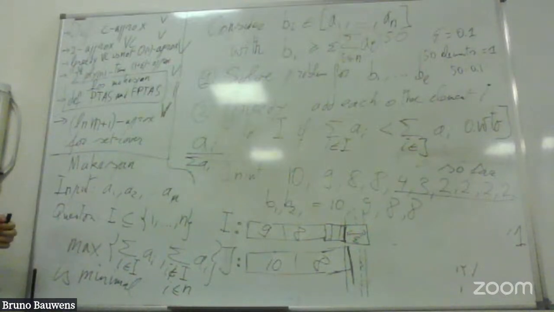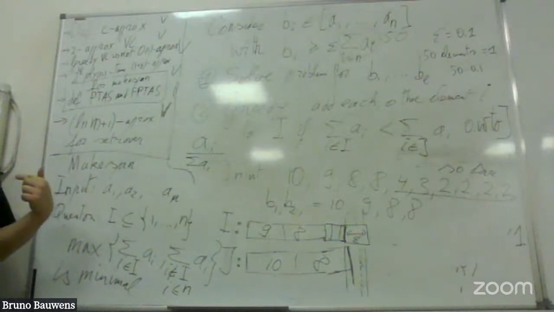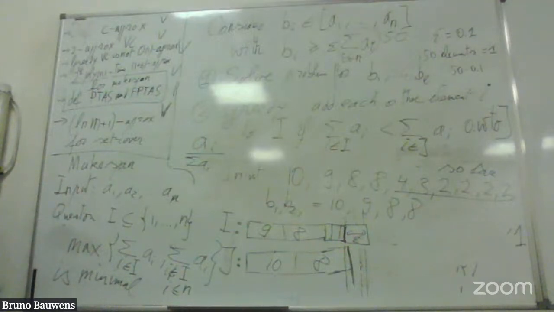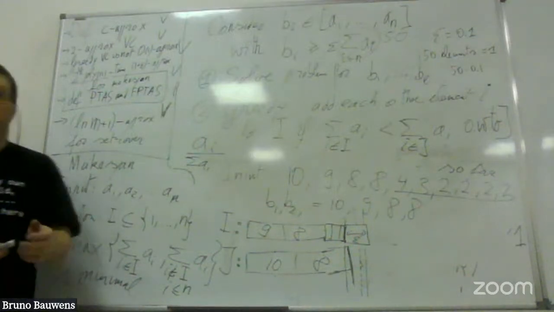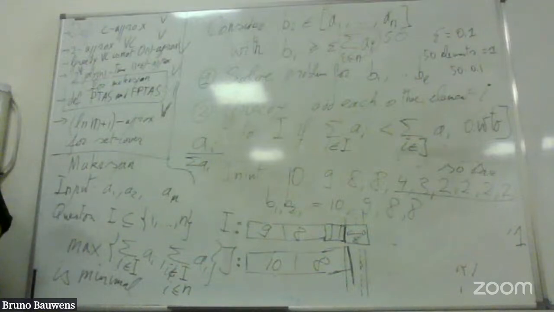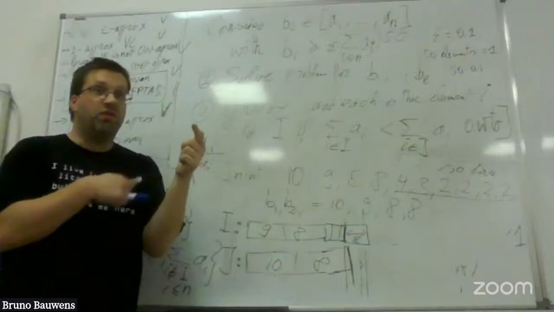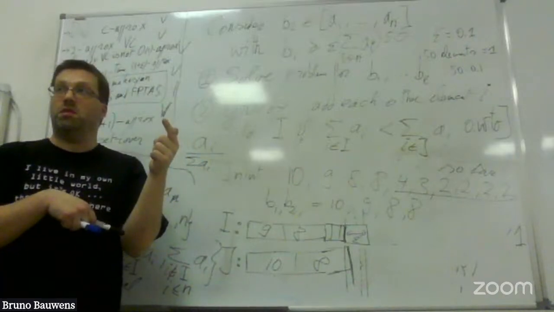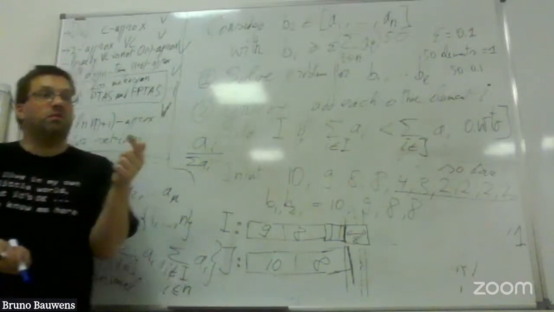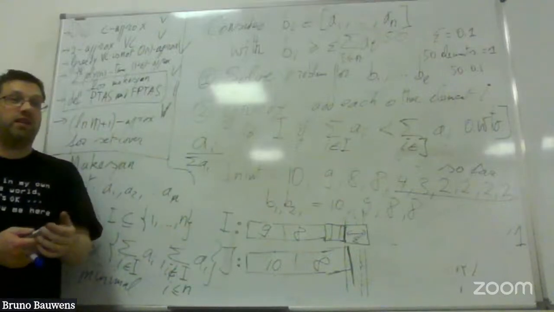So let us say again, what is an FPTAS? An algorithm that runs in polynomial time in 1 over epsilon and n, and it gives a 1 plus epsilon approximation. Imagine that we have an algorithm that solves vertex cover, and it's a 1 over 2n approximation algorithm. Then this algorithm produces an optimal vertex cover.